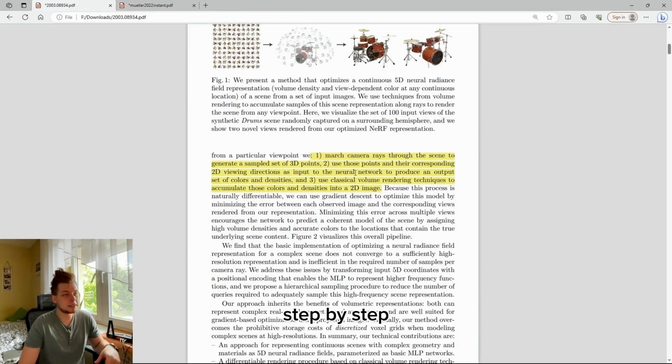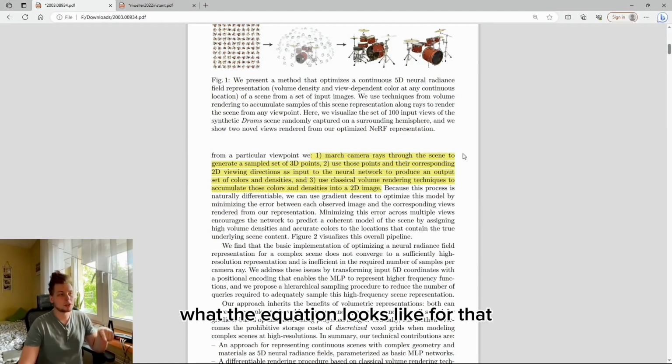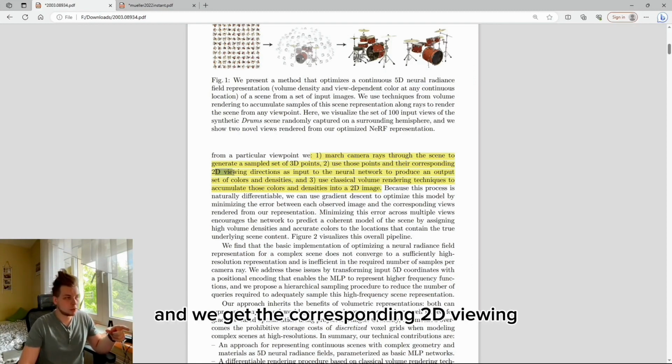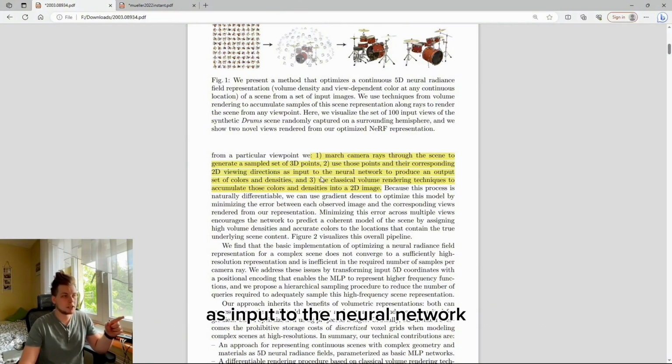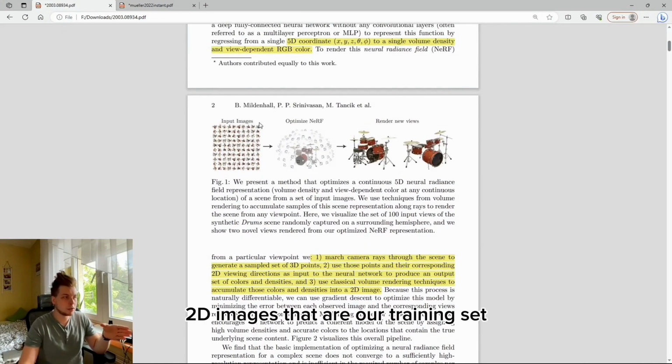So how does that work step by step? First we take camera rays, we march them through the scene, we will see exactly what the equation looks like for that, and we sample the 3D points that we're going to input into the network. We then use these points with the corresponding viewing directions as input to the neural network to produce an output set of colors and densities. So here we use our neural network representation to get the particular density and color that we should accumulate for a point in 3D space. And then we use volume rendering to accumulate these colors, generate a 2D image from these colors and densities, and we compare this 2D image to the collected 2D images that are our training set.